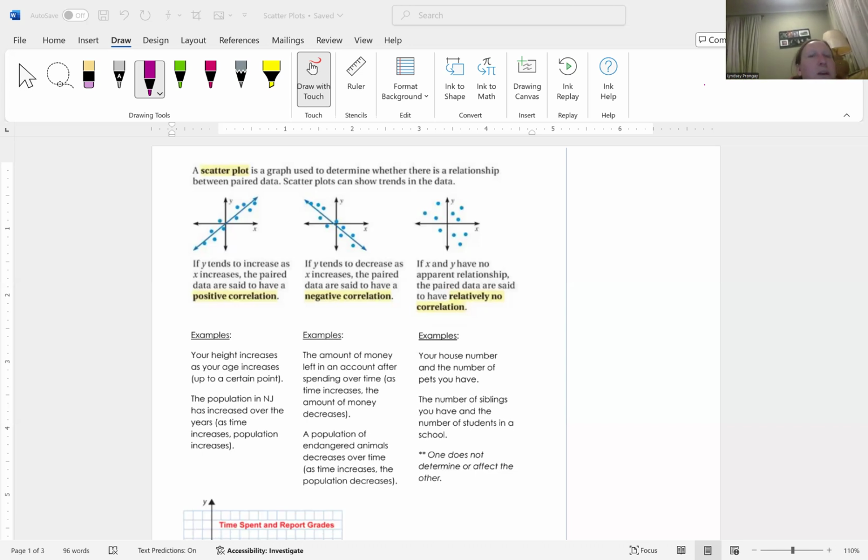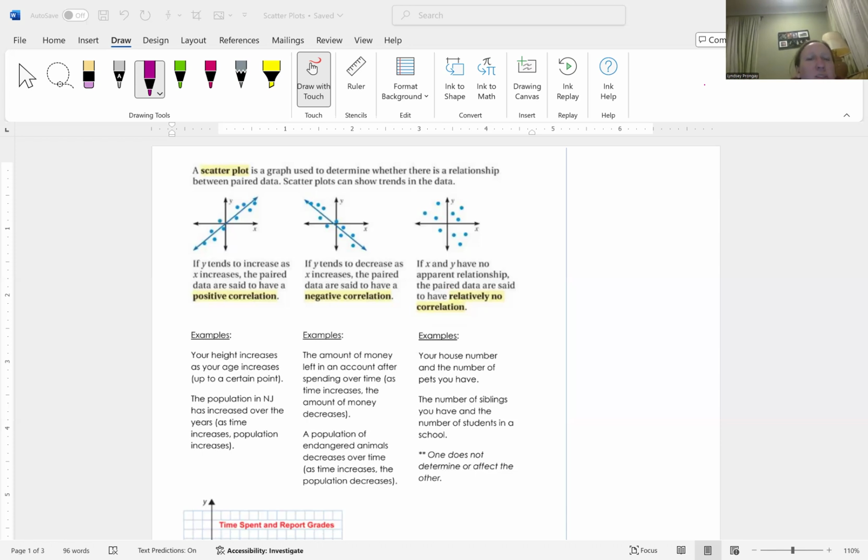The next one is when Y decreases, Y goes down, as X increases. We always talk about as X increases, what happens to the Y. So in this case, as X increases, the Y goes down, and that has a negative correlation. The line drawn through there has a negative slope. And if X and Y have no apparent relationship, the points are just scattered all over the place, that has relatively no correlation. There is no pairing of information you can say between one and the other.